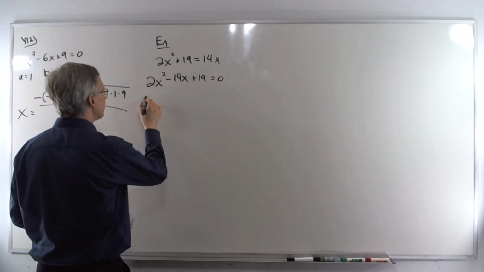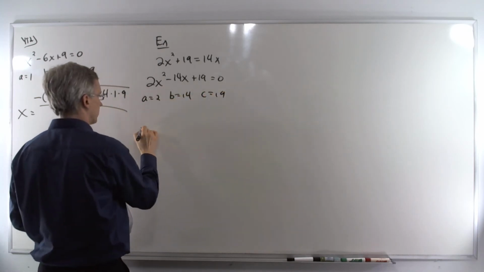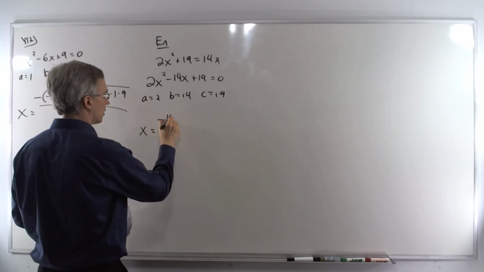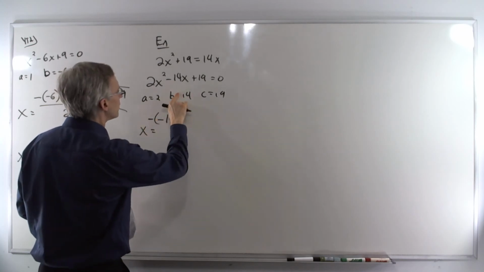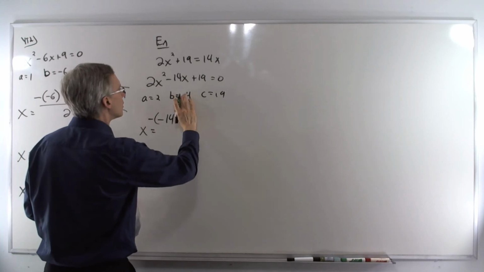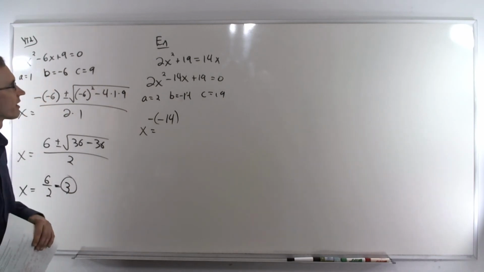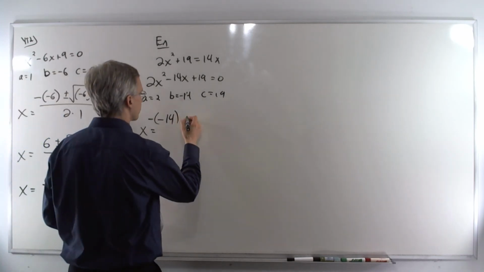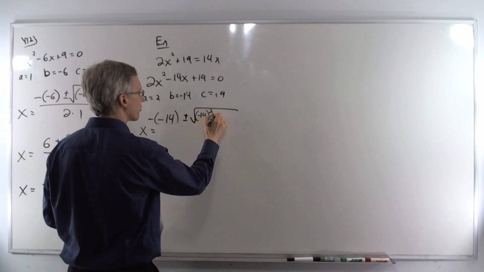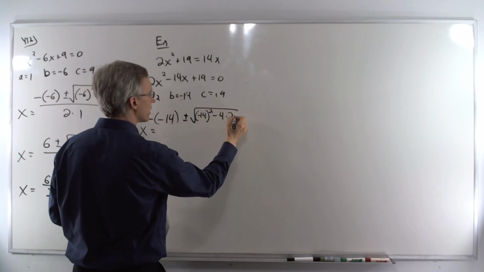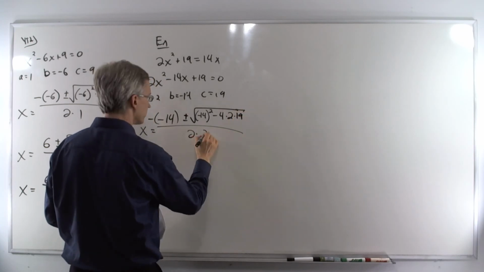So let's pick out our A, B, and C values. A is 2, B is negative 14, and C is 19. Plug them in. Negative B, B is negative 14. So negative of negative 14 plus or minus B squared, so that's negative 14 squared minus 4 times A, which is 2, times C, which is 19, all over 2A, or 2 times 2.